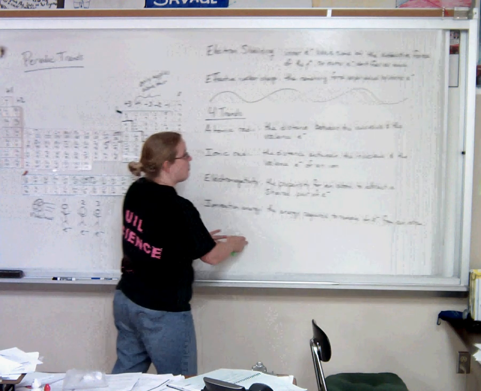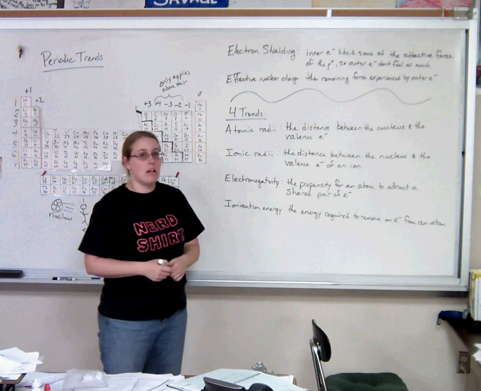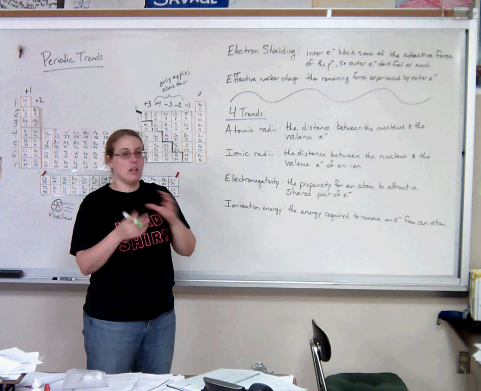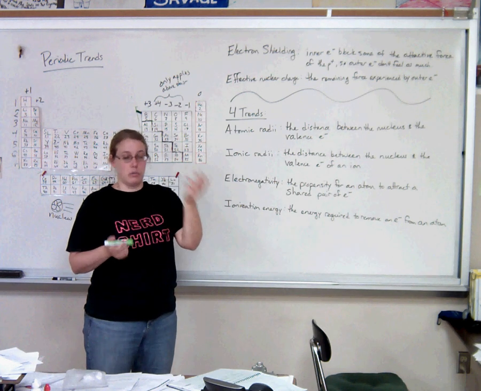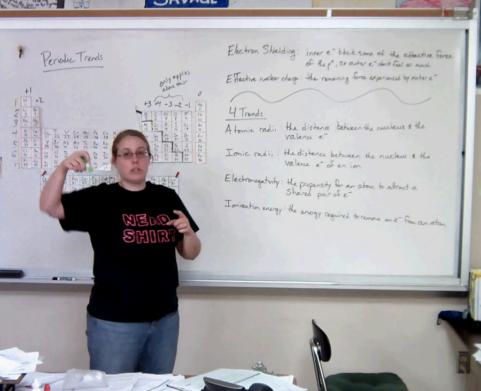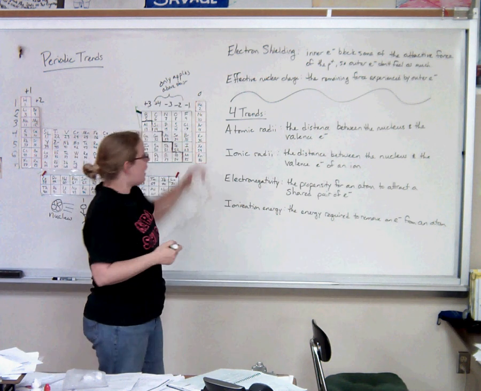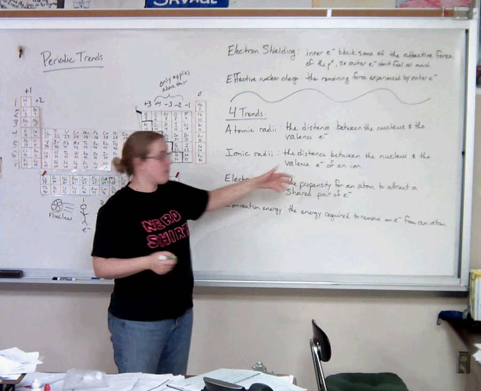The 4 periodic trends that we need to discuss. First periodic trend, atomic radius. It's the same as any radius of any circle. Basically, the atom's a sphere, so the radius is the distance from the center of that sphere, which in the case of an atom is the nucleus, to the outermost edge of the sphere, which in this case would be the valence electrons. Ionic radius is the same thing, but we're talking about an ion.